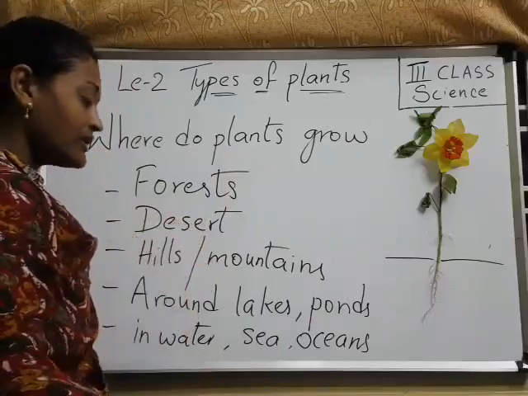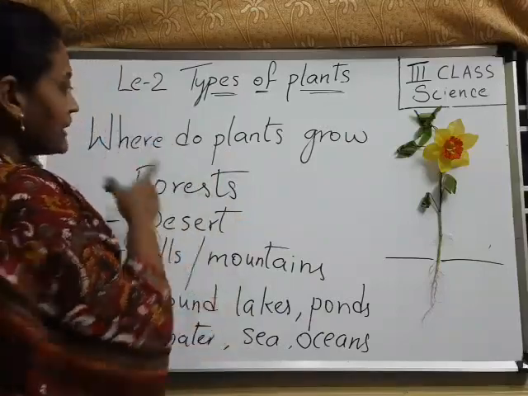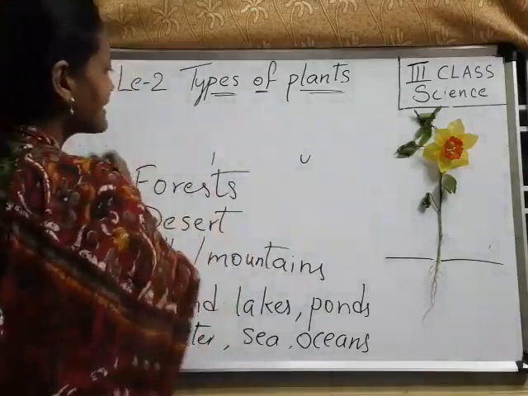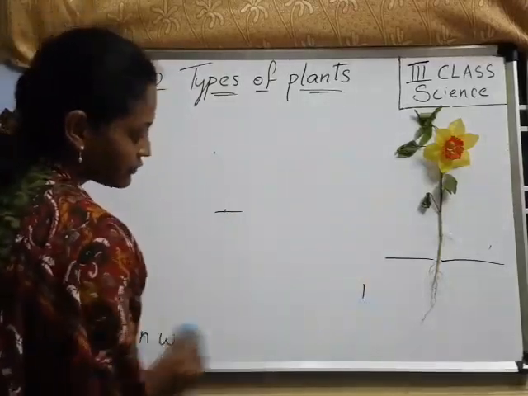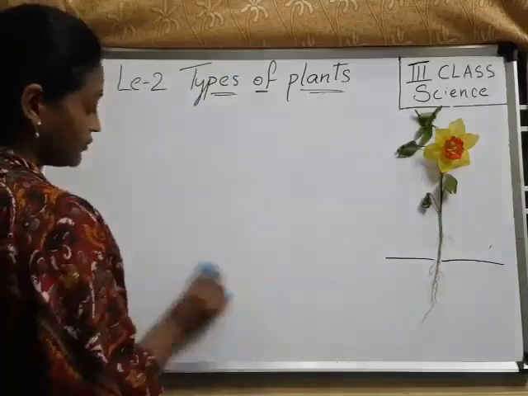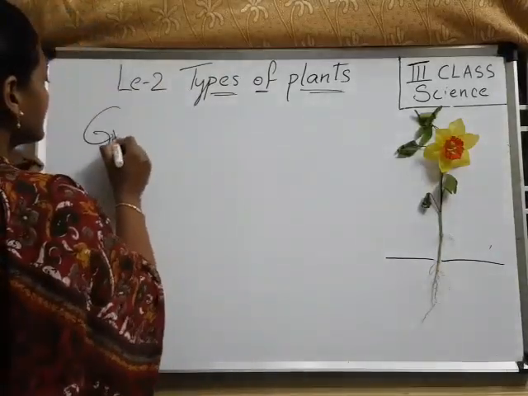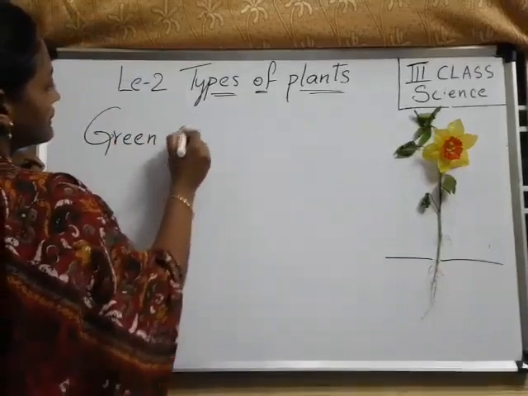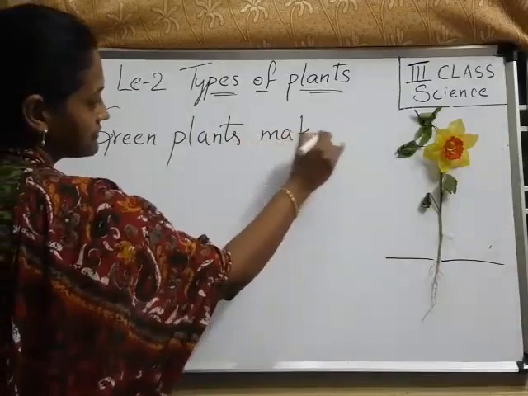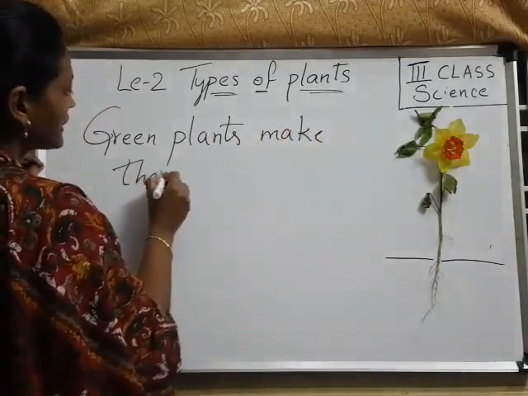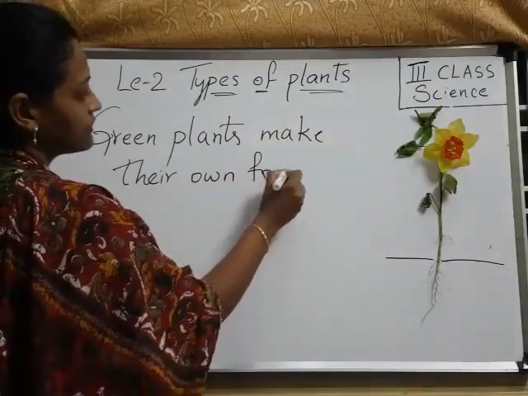Next, coming to another topic. We completed parts of a plant and where plants grow. Next, the last topic is: green plants make their own food. Remember, only green plants make their own food. How they can make their own food, we'll see. Now, look here.